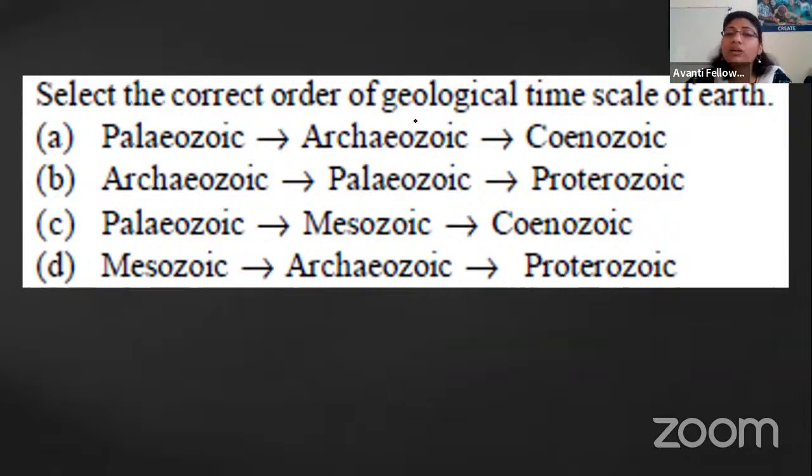Okay, so your question is: select the correct order of the geological time scale of the Earth. Here we have to find the different eras in a correct sequence. We have already discussed our eras. So according to you, which is the correct order? Option A, Paleozoic, Archaeozoic, and Cenozoic. B, Archaeozoic, Paleozoic, Proterozoic. C, Paleozoic, Mesozoic, Cenozoic, and D, Mesozoic, Archaeozoic, and Proterozoic. Only 60% of you have given the answer.